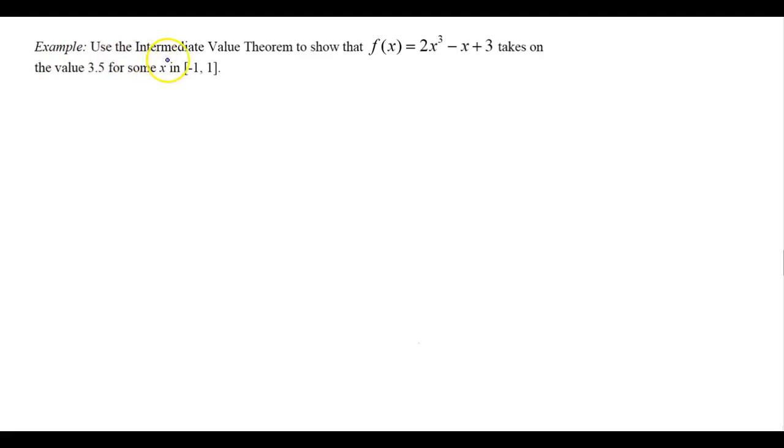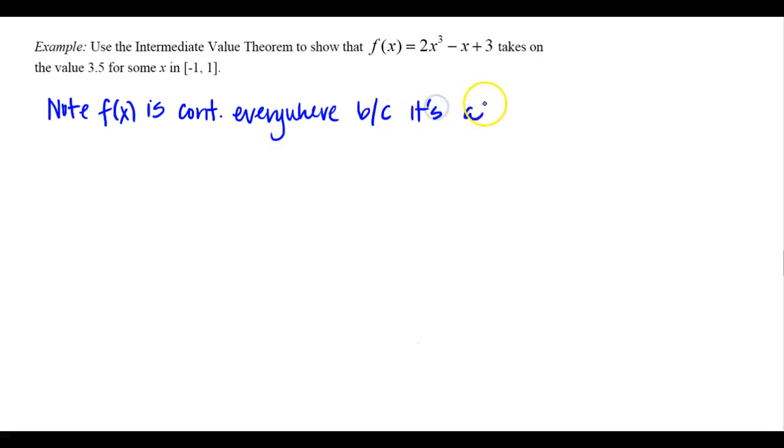In this next example, we're going to use the IVT to show that f of x equals 2x cubed minus x plus 3 takes on the value 3.5 for some x in the interval from -1 to 1. So before we even start plugging in any numbers into anything, we have to guarantee continuity to use the IVT. So we'll note that f of x is continuous everywhere because it's a polynomial.